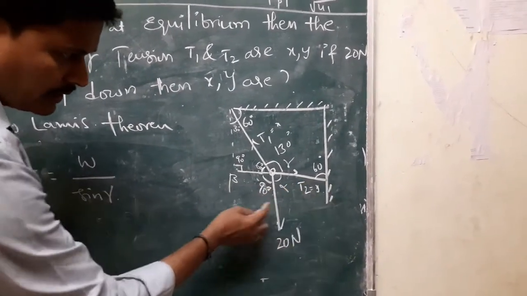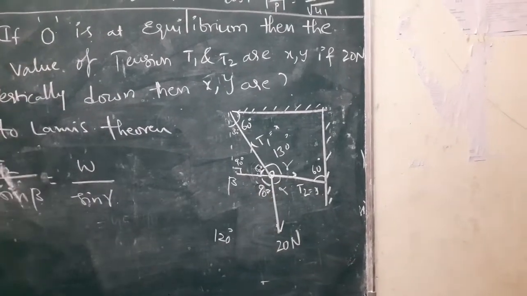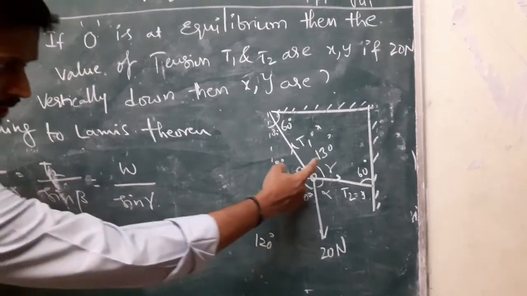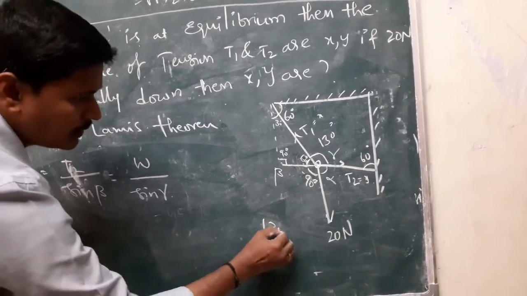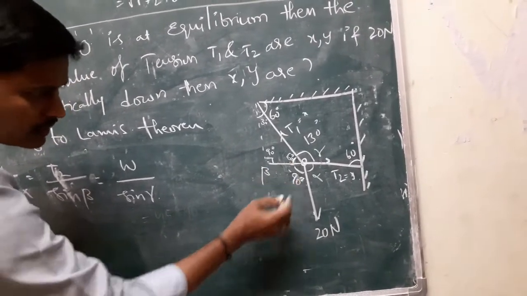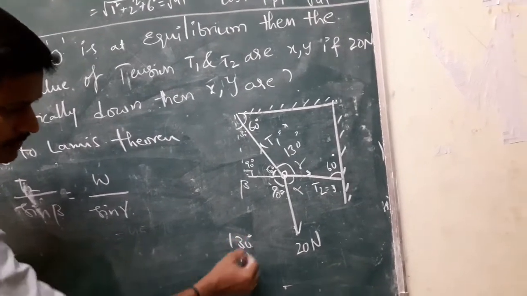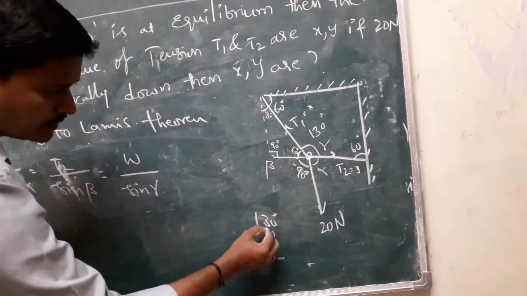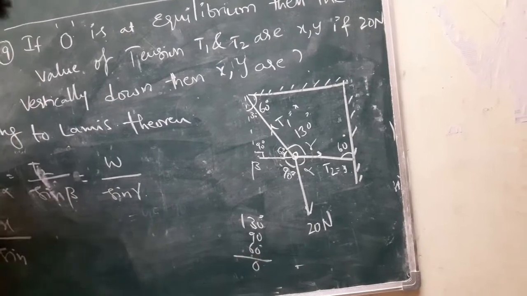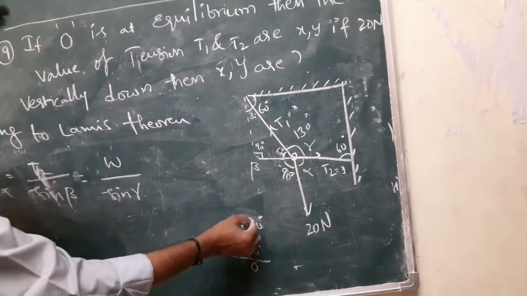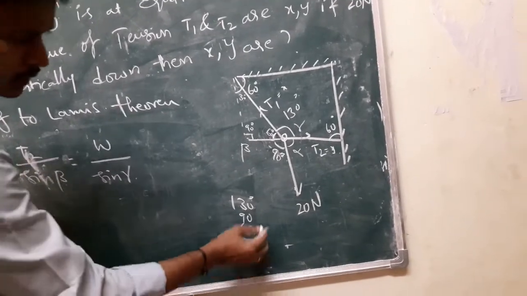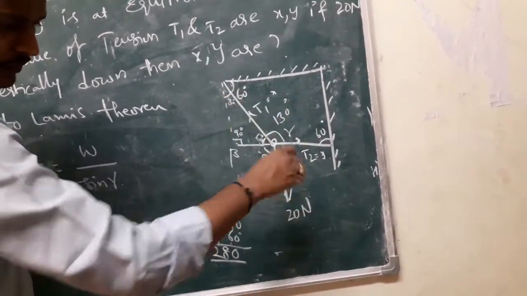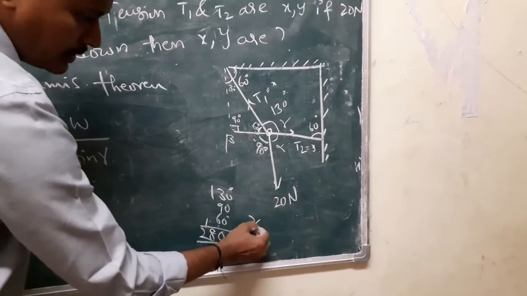So the remaining angle we can measure. Then how can we measure that remaining angle? 130 plus 90 plus 60. The total angles are 280. The total angles inside this quadrilateral are 360 degrees.